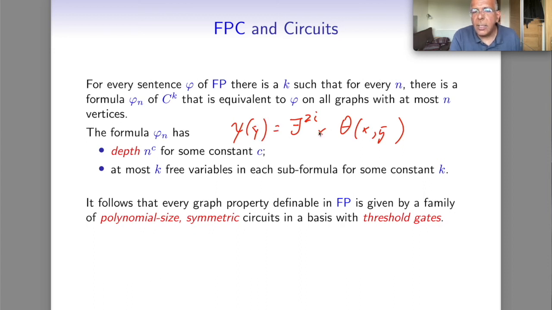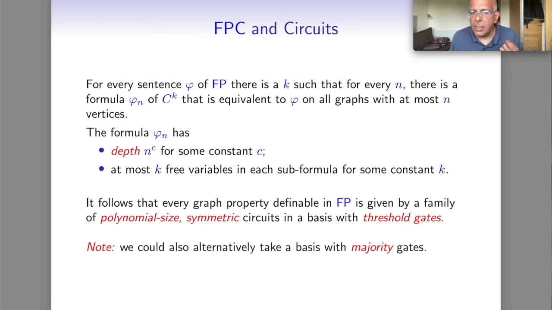Now, when I had an existential quantifier, I said it's a big disjunction. A universal quantifier would be a big conjunction. This counting quantifier translates into a threshold gate. And that's really the only difference. So once you allow threshold gates, I can translate formulas of FPC into polynomial size circuits, which are symmetric.